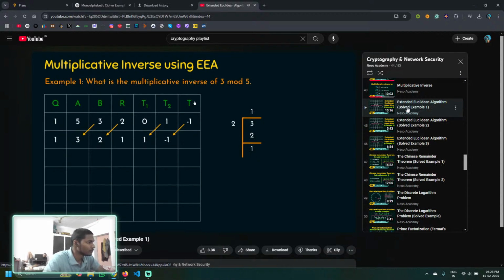Now we are going to compute the value of T. For this, we are not going to take 0 and 1 for T1 and T2 respectively, because this is only for the initial condition. Now we have the values of T1 and T2, right? So we are going to use these values.